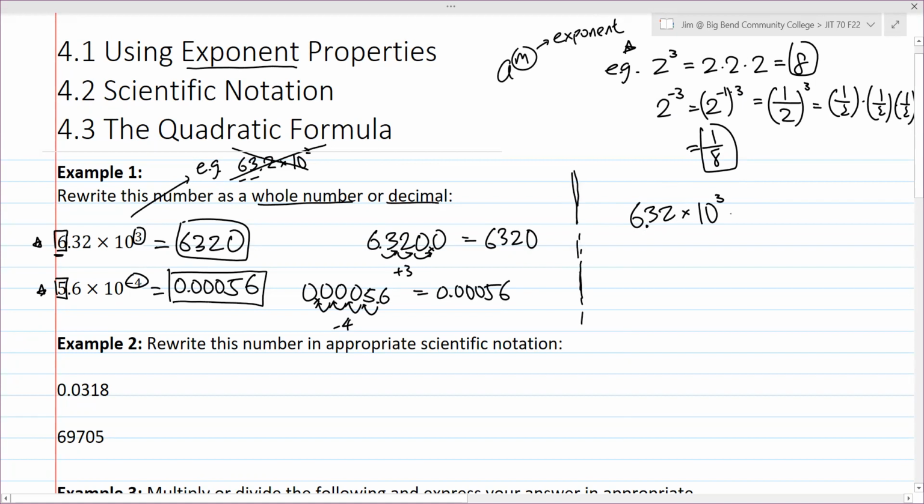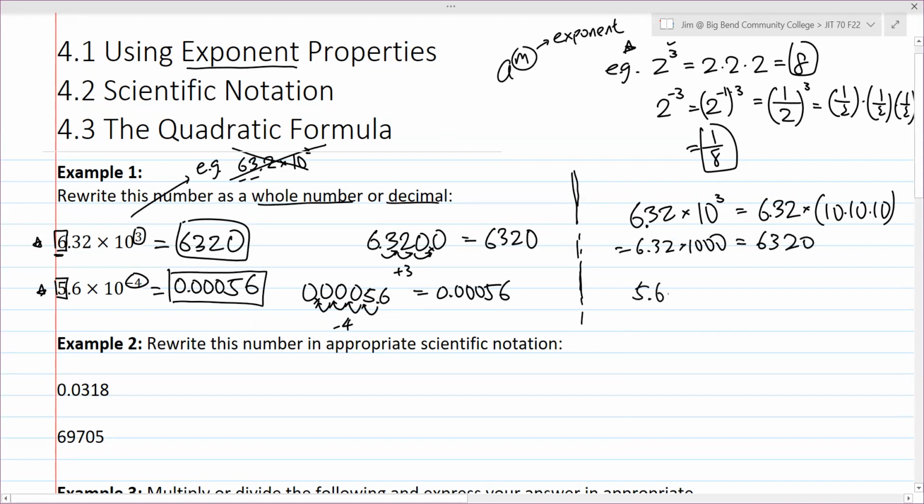10 to the 3 equals to what? Well, 10 to the 3 equals to 10 times 10 times 10, right? According to what I show you right there, we are multiplying the 10 by 3 times, and then we get 1,000. And that's how we get the answer, 6,320.